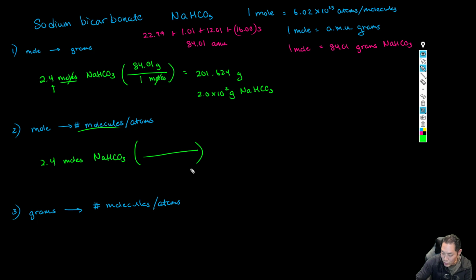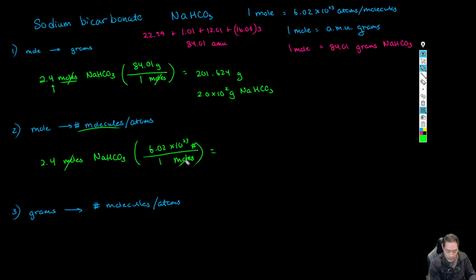It is, again, a unit cancellation. So I have moles on the bottom. And here's a ratio. 1 mole is equal to 6.02 times 10 to the 23. I'm going to put a number sign, but molecules. So the moles cancel out. You multiply that. Put in your calculator.